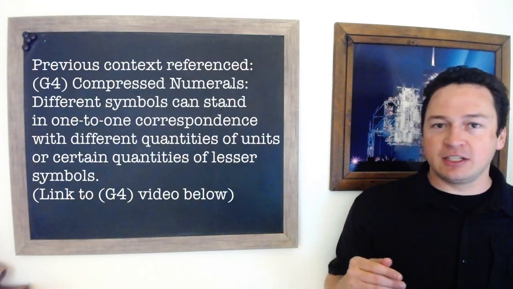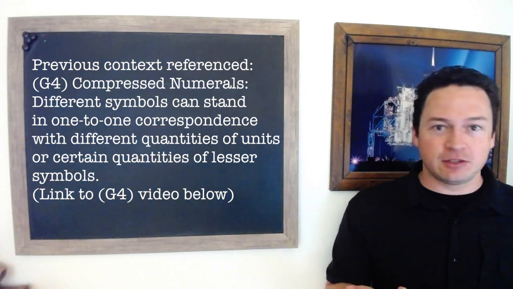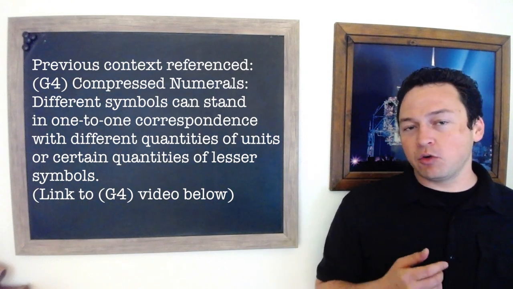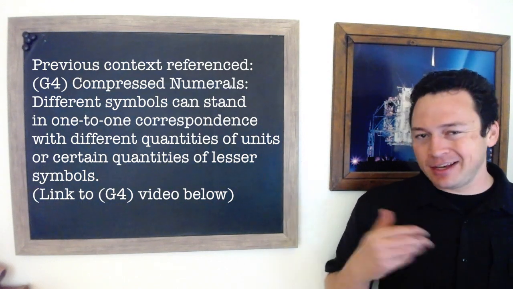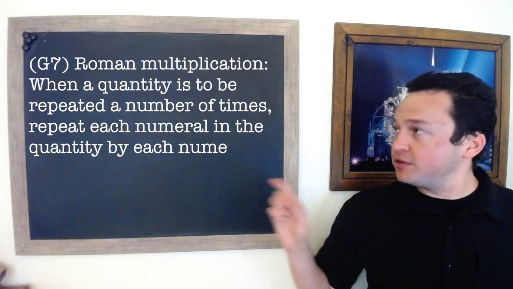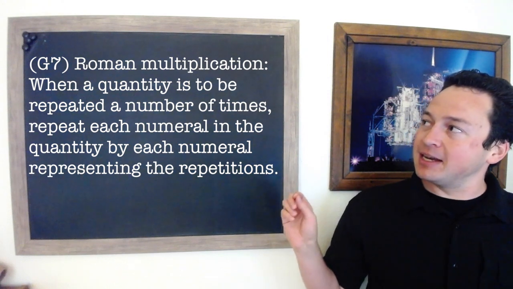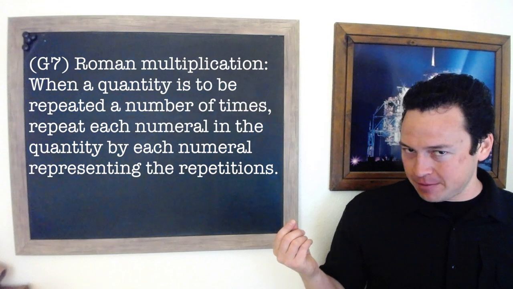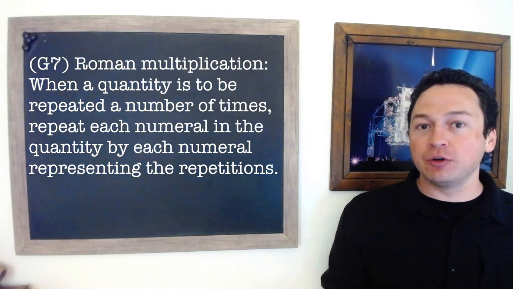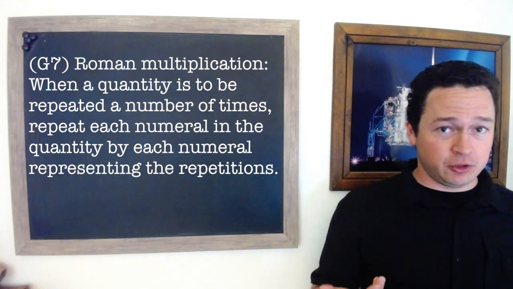Each Roman numeral stands in 1-to-1 correspondence with a certain number of units. V stands in 1-to-1 with 5 items. X stands in 1-to-1 correspondence with 10 items, etc. And so as a result, you simply repeat each of the numerals in the first number by the quantity represented in each of the numerals of the second number. All right. And then you just add all of the resulting numerals, and that will come out with your final sum or product, since this is a multiplication problem.